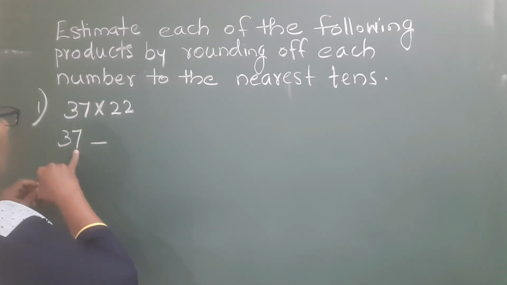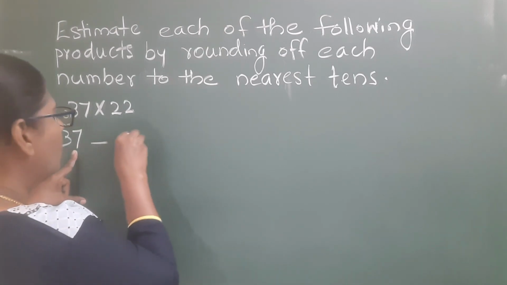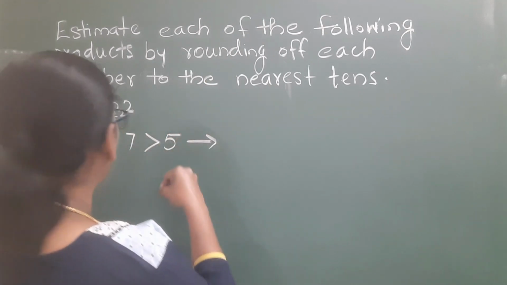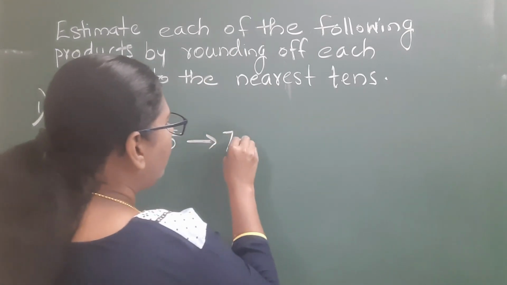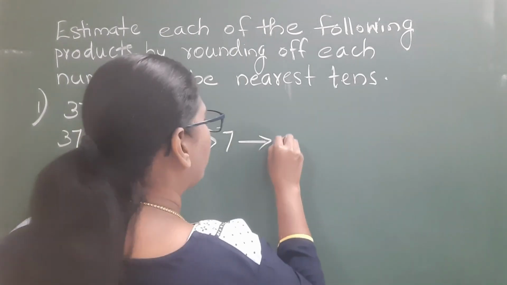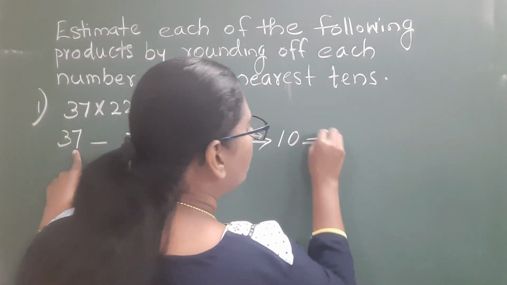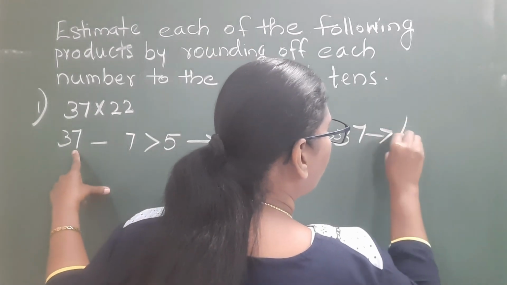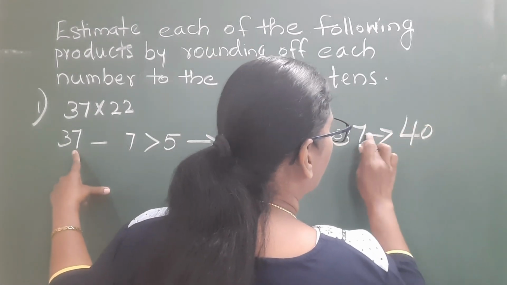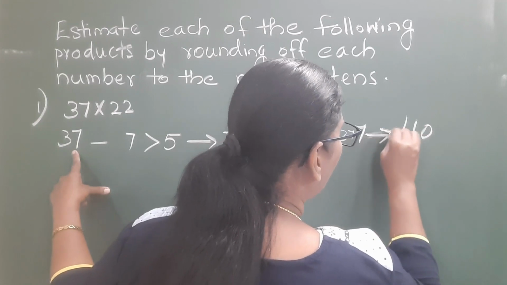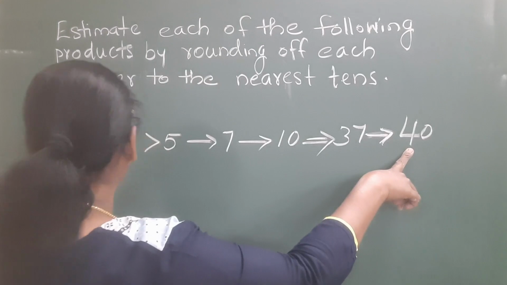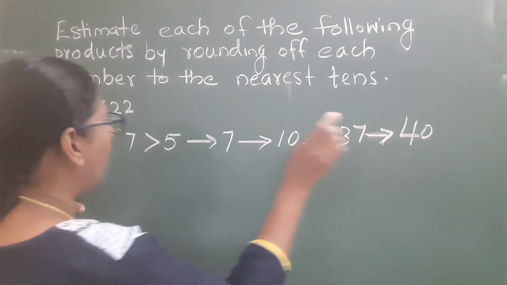37. Here in ones place 7 is there. So 7 is greater than 5. So 7 rounds off to 10. So 37 rounds off to 40. So first for 37 we did rounding off.